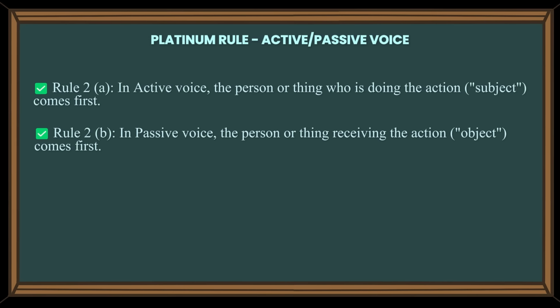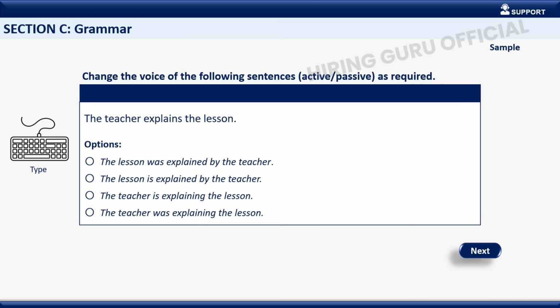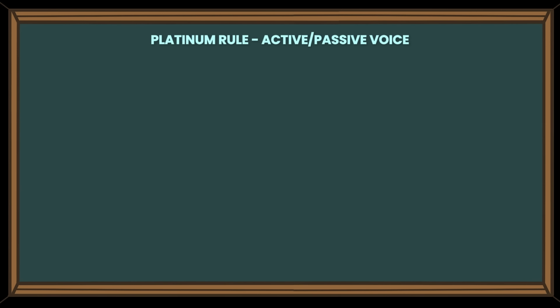How? So as I explained earlier, in the active voice, the teacher who is doing the action comes first. But in the passive voice, the situation changes completely. The person or the thing who's receiving the action comes first. Now look at the example again. Who is receiving the action here? The lesson, right? So in the passive voice, our sentence will start with the lesson and end with the teacher. Now let's talk about the third and the final rule.